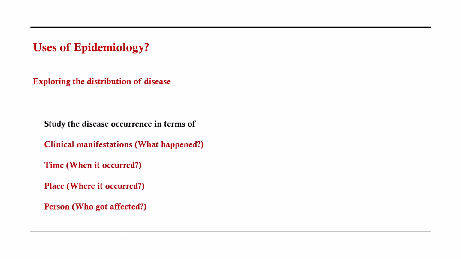Now we will go through uses of epidemiology, exploring the distribution of disease. Epidemiology is the study of disease occurrence in terms of clinical manifestation, what happened, time, when the disease occurred, place, in which geographic area the disease occurred, person, who are the persons who got affected.